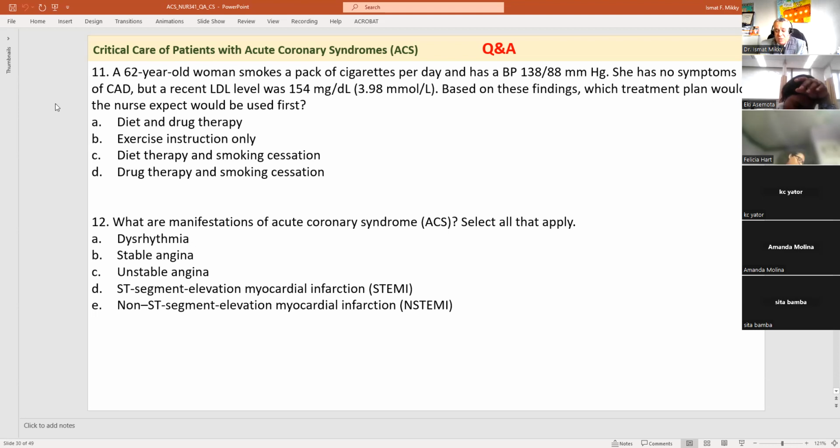But for this patient, it's pre-hypertension and LDL is 154. So it's still within the range that it can be managed with lifestyle management and diet. So lifestyle changes and diet, diet therapy and smoking cessation should suffice. Okay, 12.